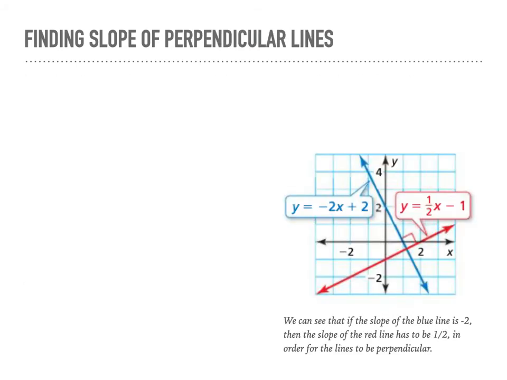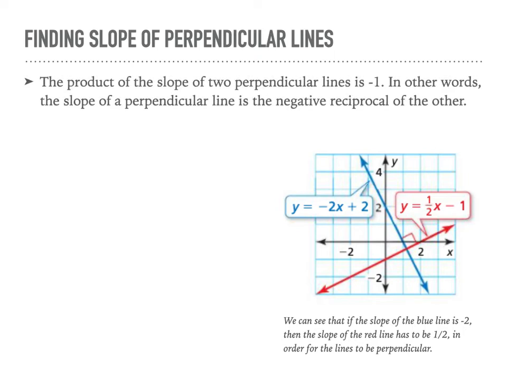Let's move on to finding the slope of perpendicular lines. The product of the slope of two perpendicular lines is -1. Basically, that means that the slope of a perpendicular line is the negative reciprocal of the other. Let's see the diagram. So we can see that the blue line has a slope of -2 and the red line has a slope of 1/2. And we can see that from these slopes and from the diagram, these two lines are perpendicular.